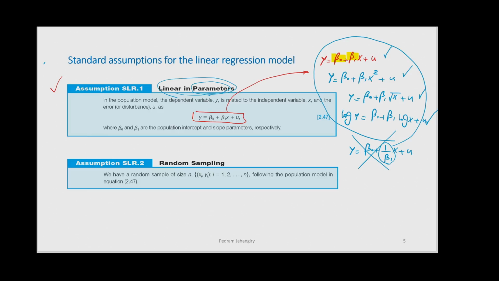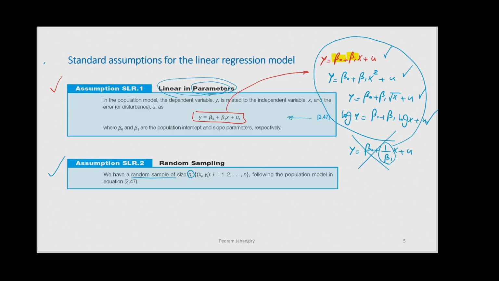Okay, assumption number 2. Assumption number 2 is kind of obvious. It's random sampling. And we talked about this random sampling assumption. Without random sampling, our estimators are going to be biased, right? So we talked about different sampling biases, and we said, okay, the solution to avoid all those biases is to have random sampling. So we assume that we have a random sample of size n, and following the population model in equation 2.47.